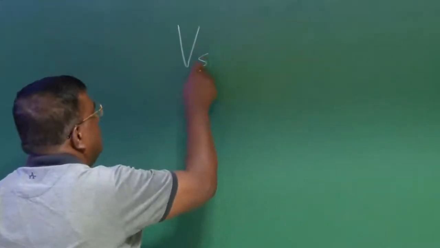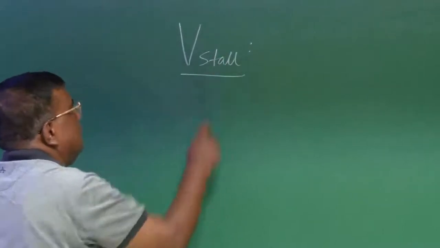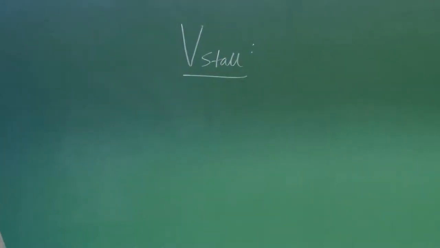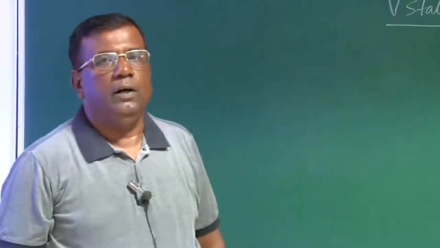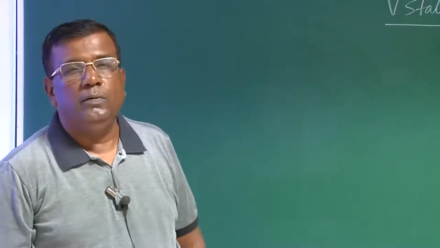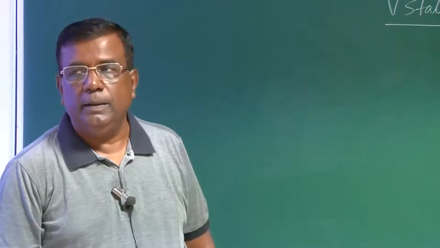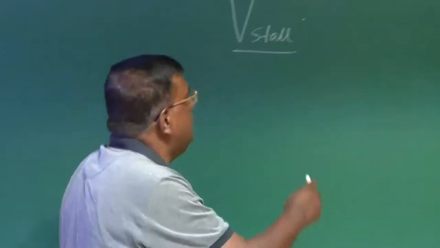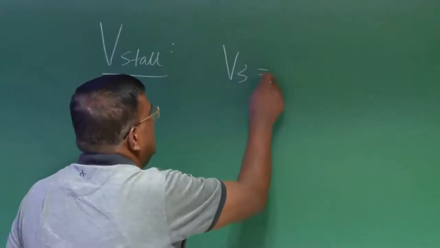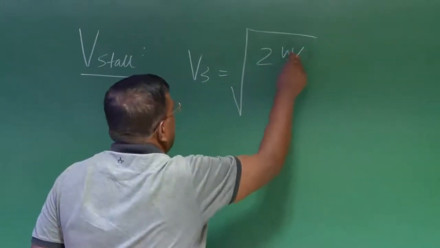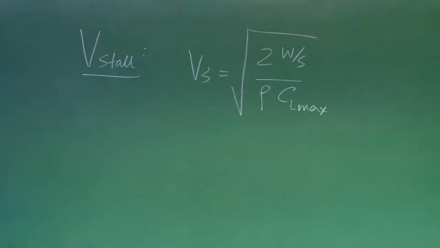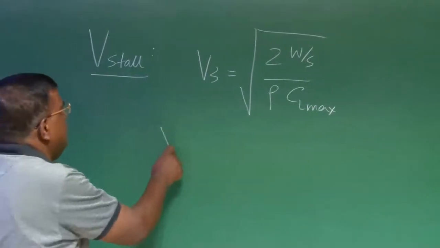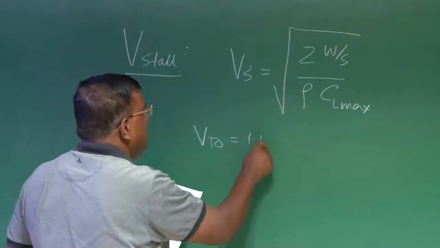Morning, friends. We'll be talking about V-stall a little more explicitly, because the last lecture was an attempt to understand how an engineer or a designer will decide what should be the wing loading for takeoff or wing loading for landing. V-stall is given by the square root of 2 W by S rho CL max. And as per the regulations, V takeoff will be around 1.1 V stall.